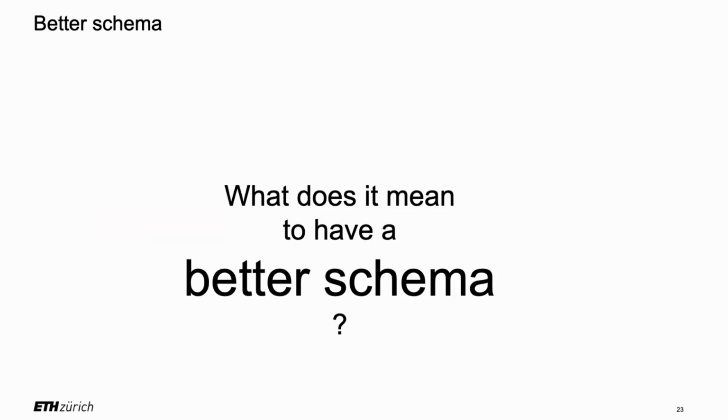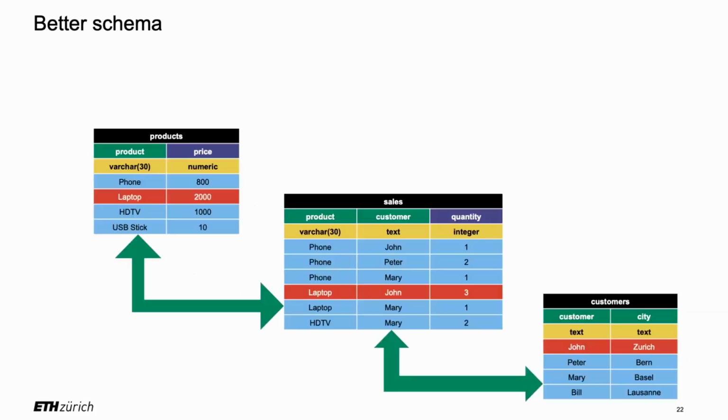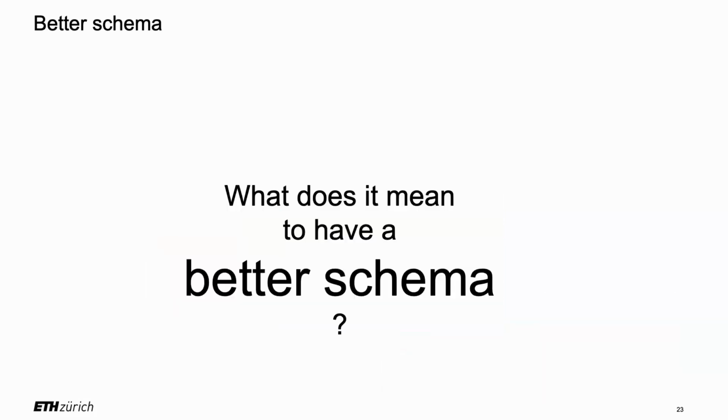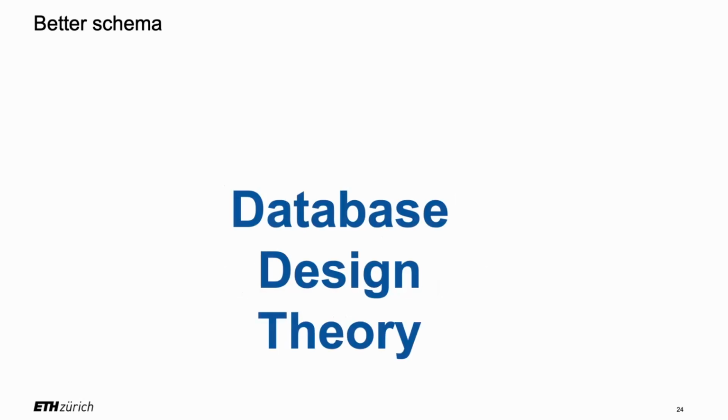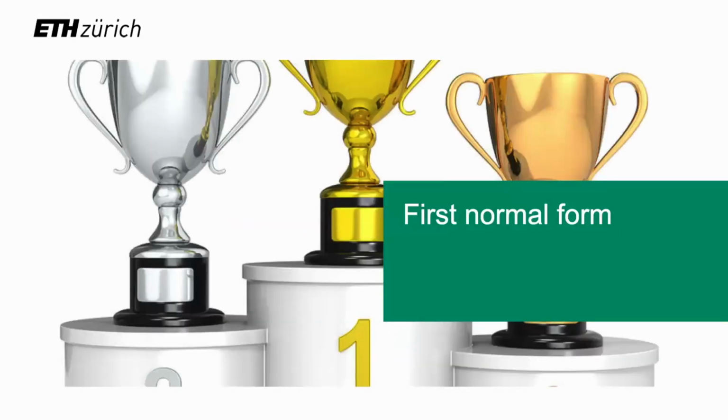But now we need to answer that formally, because here I was just waving my hands. Like it's too much for a single table. We need to split it into tables. But what's the math behind that? And the math, the goal of database design theory is to tell us what it means to have a better schema. This is database design theory.